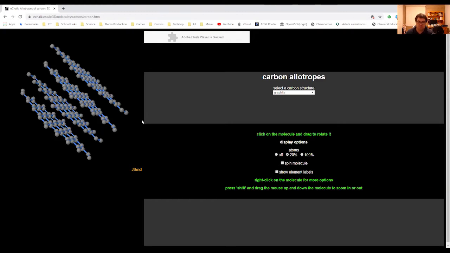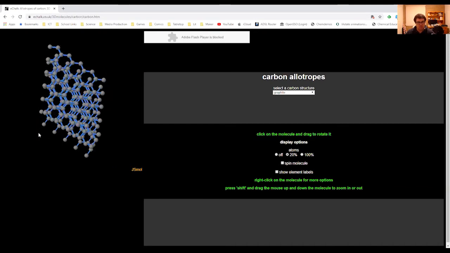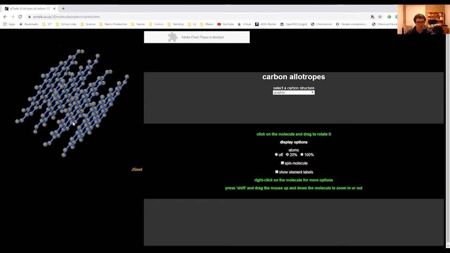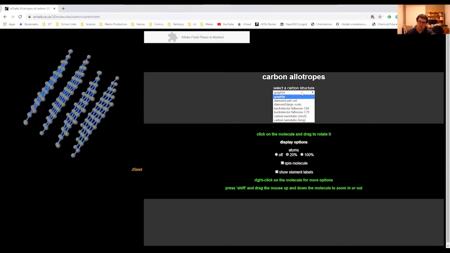Pictured on the screen just here is the echalk webpage. It will attempt to use Flash, and when Flash is not detected in a modern browser, it'll switch to HTML5. So you should be able to get this working regardless. What it is, is a 3D model that you can left click on and drag around, and a drop-down box with a variety of different carbon allotrope models that you can select.